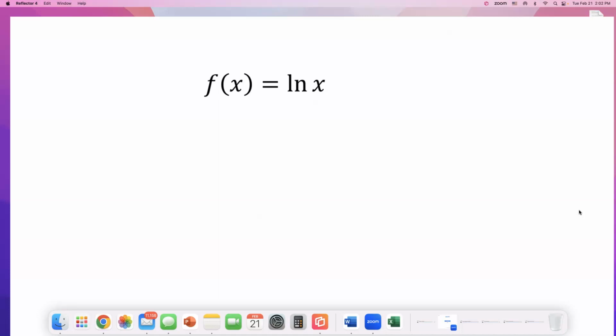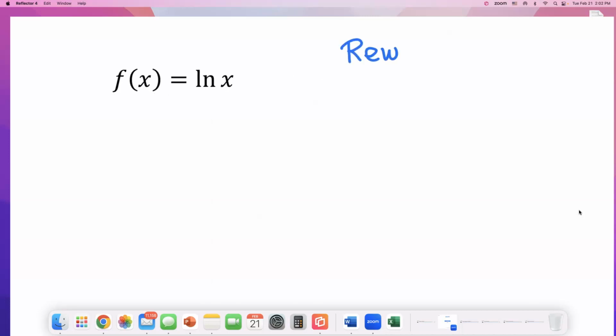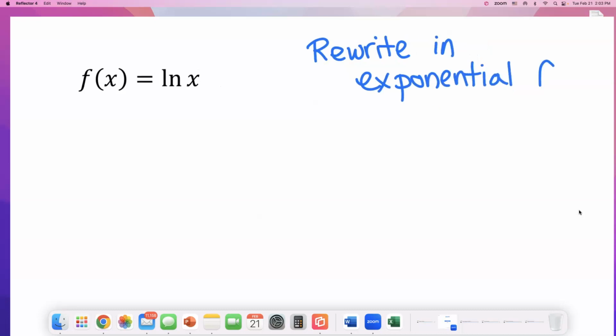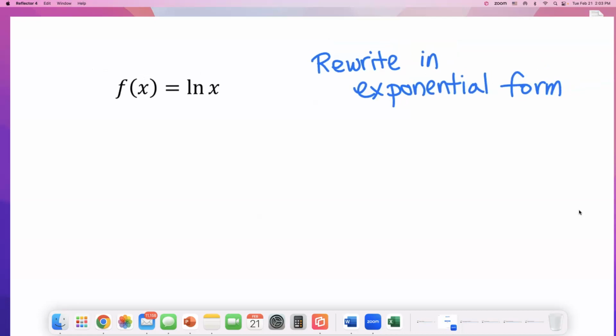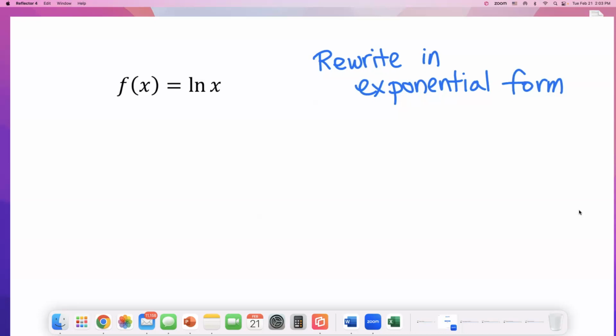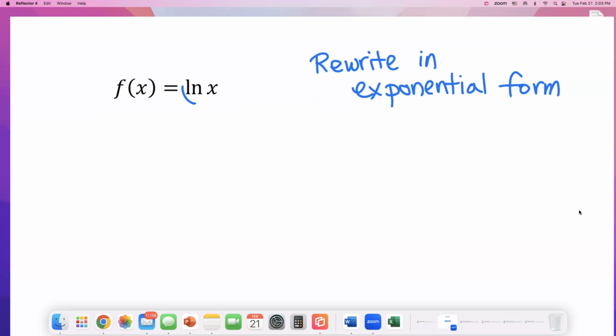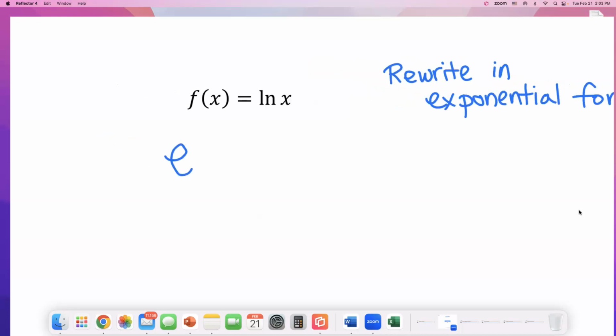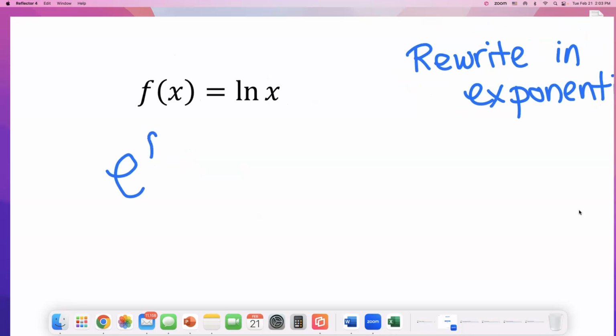x. Before we take the derivative of this, what I want you to do is rewrite this in exponential form. Why? Because in the previous section, we just learned how to take the derivative of e to the x. So what is this in exponential form? What's the base of this log expression? Natural log means the base is e. The exponent is what's on the other side of the equal sign, right? So look, the exponent is f of x, and this equals what?